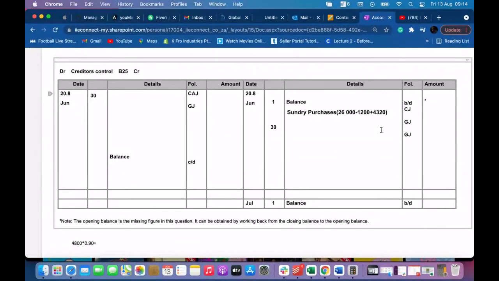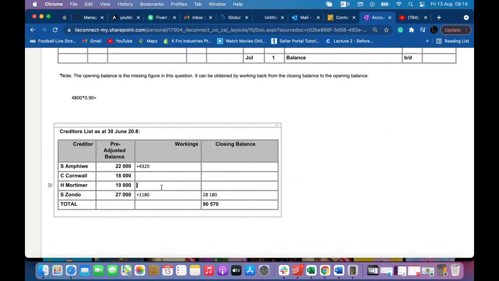Number three, it says goods bought on credit from C. Cornwall for 6,600, including that, has been entered into the creditors journal as H Mortimer. Okay. Goods bought on credit. So basically, we just put it under the wrong guy. So we need to remove the 6,600, no problems. And we need to add it to C Cornwall. So plus 6,600. Right. That is done. We've dealt with number 3.